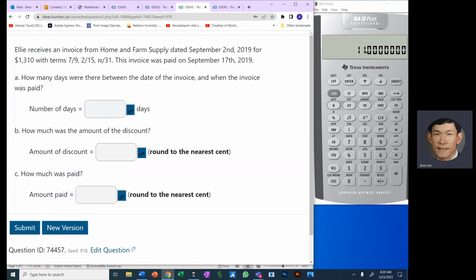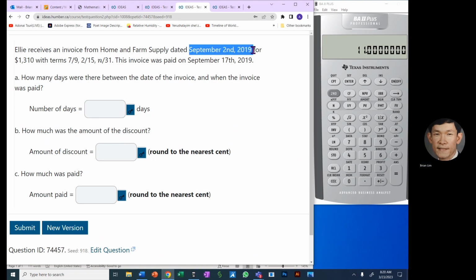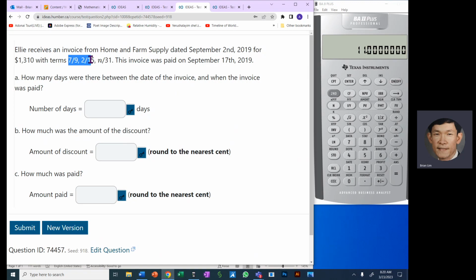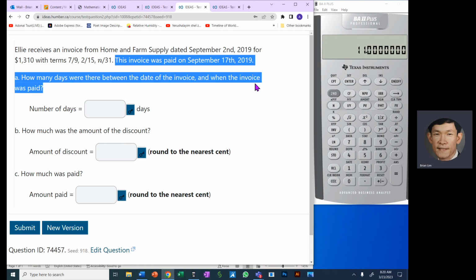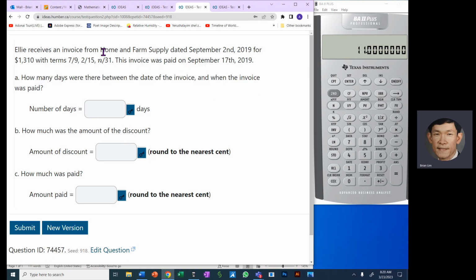Next question. Let's look at another one. All right, now we have: Ellie receives an invoice from Home and Farm Supply dated September the 2nd, 2019 for $1,310 with terms 7/9, 2/15, n/31. This invoice was paid on September the 17th, 2019. How many days were there between the date of the invoice and when the invoice was paid?